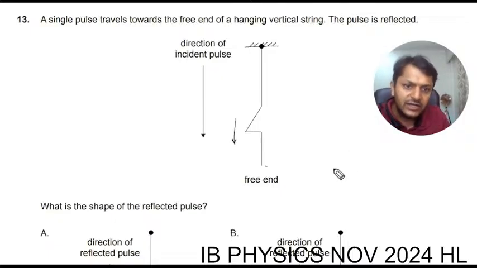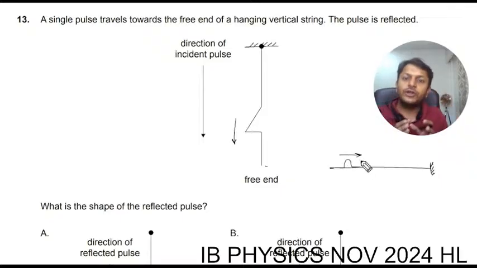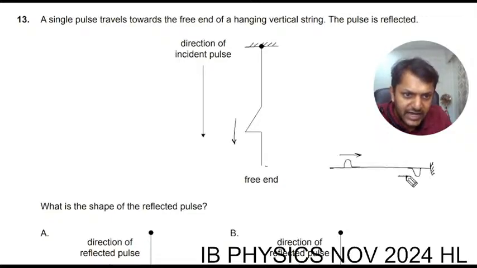Okay, so what is happening here is, let's say there is this rigid support, and there is this string, and there is a pulse which is moving towards the right-hand side. Of course it is going to cover this distance. It is moving at a certain velocity. It will hit the rigid support and it will be reflected back. There is no doubt about it. But when it is reflected from the rigid surface, it moves like this.